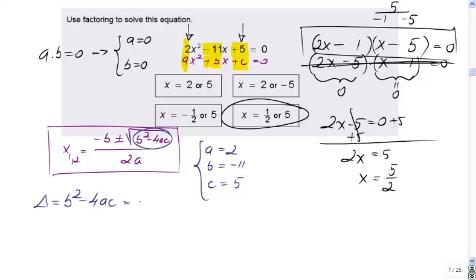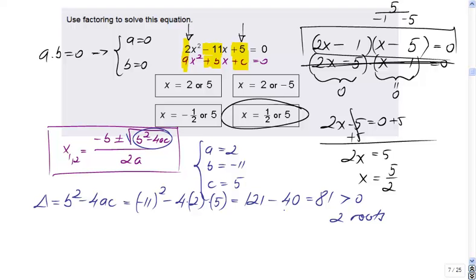So let's find out. b squared, negative 11 squared, right? Minus 4 times a, 2, times c, 5. I'm using parentheses here just for you to understand what substitution I'm using. Negative 11 squared would be positive 121, minus 4 times 2 is 8, times 5 will be 40, right? So 121 minus 40 is 81. This is greater than 0. I've got 2 roots, right? Which means my trinomial is factorable.